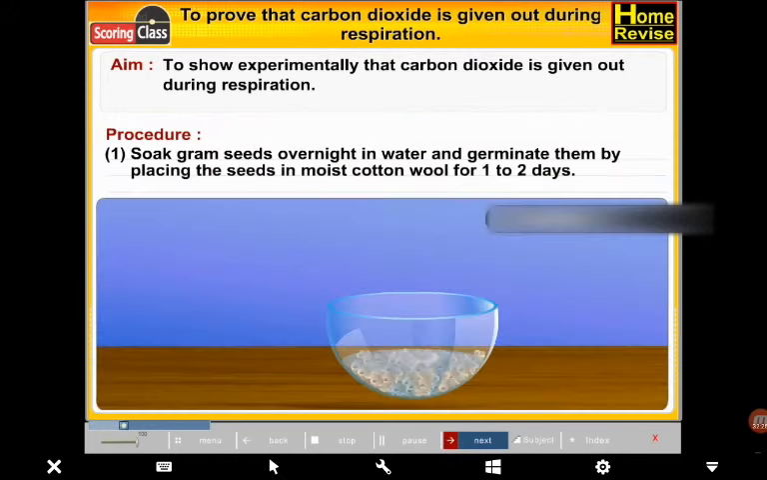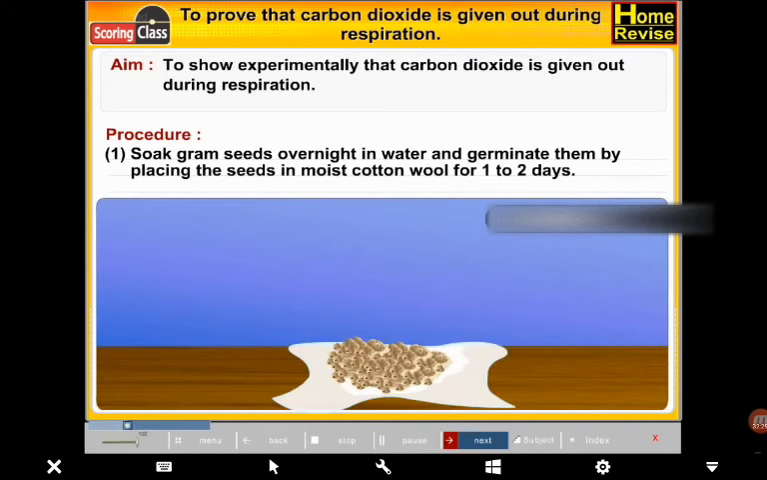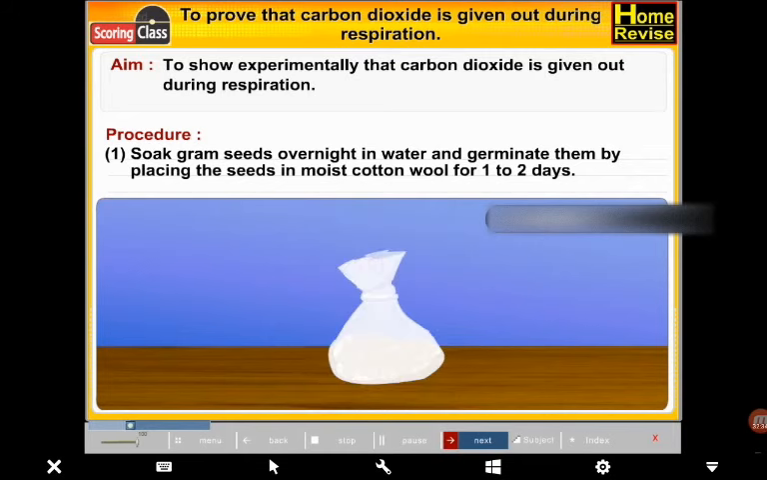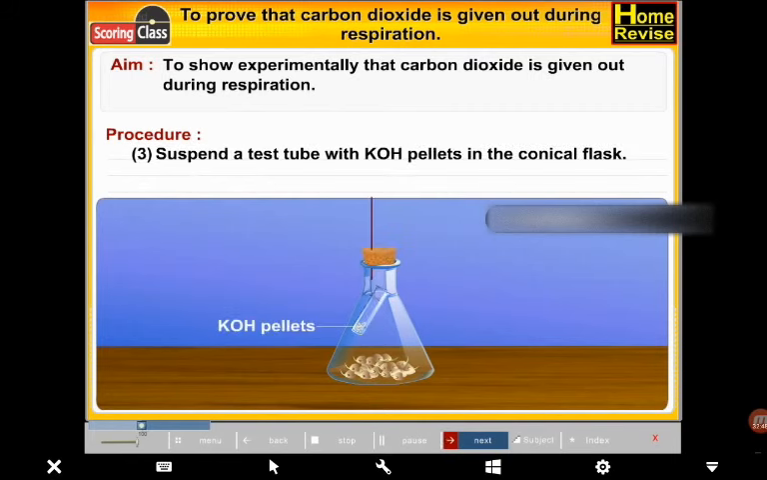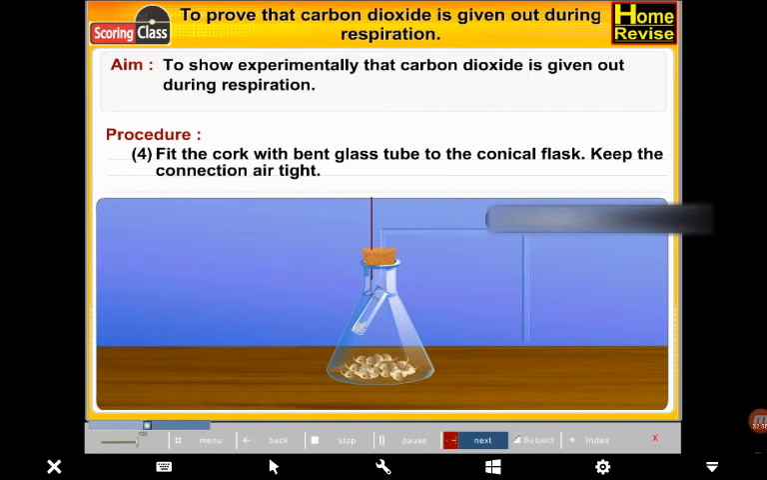Procedure: soak gram seeds overnight in water and germinate them by placing the seeds in moist cotton wool for 1 to 2 days. Place moist germinated seeds in a conical flask so that respiration may continue for longer time. Suspend a test tube with KOH pellets in the conical flask. Fit the cork with bent glass tube to the conical flask.